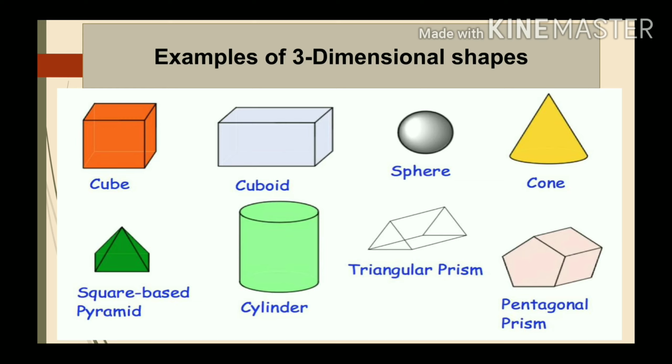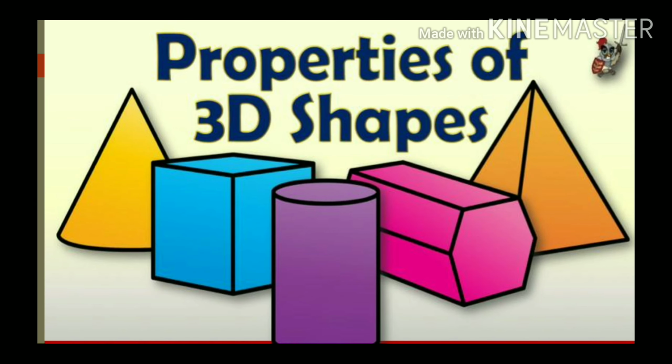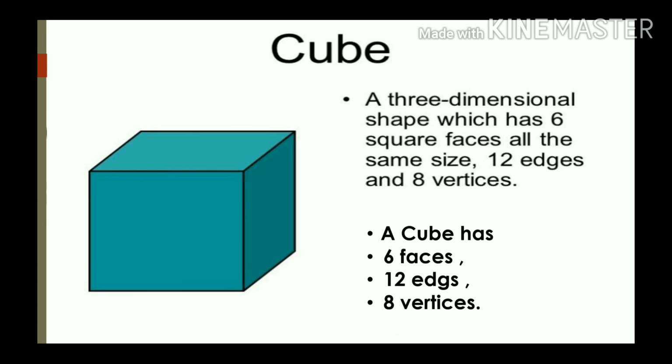Students, let's talk about some examples of 3D shapes. So there are various types of 3D shapes like cube, cuboid, sphere, cone, square-based pyramid, cylinder, triangular prism, pentagonal prism, and so on. Now we discuss the properties of 3D shapes separately. So first is cube, a three-dimensional shape which has 6 square faces all the same size, 12 edges and 8 vertices. So we can say a cube has 6 faces, 12 edges and 8 vertices, and all its faces are equal.